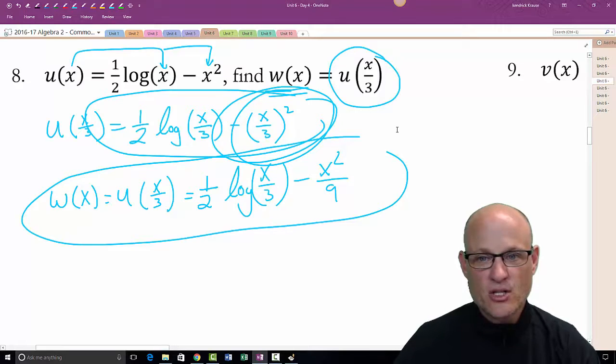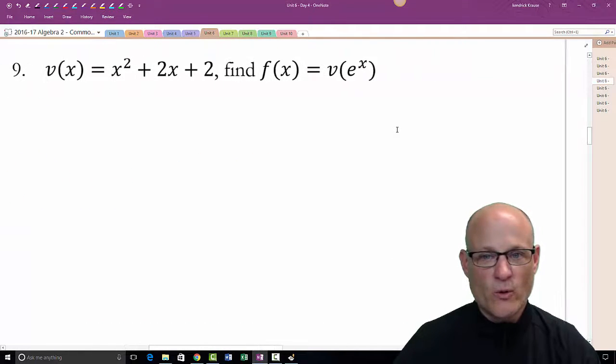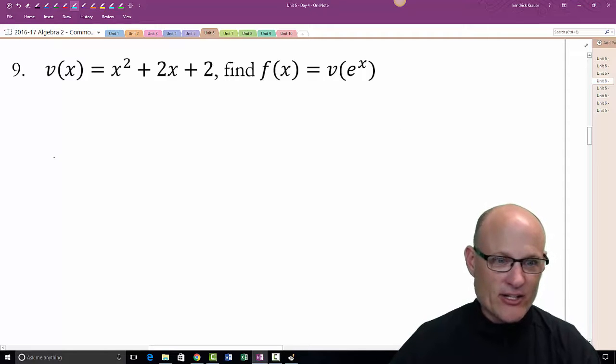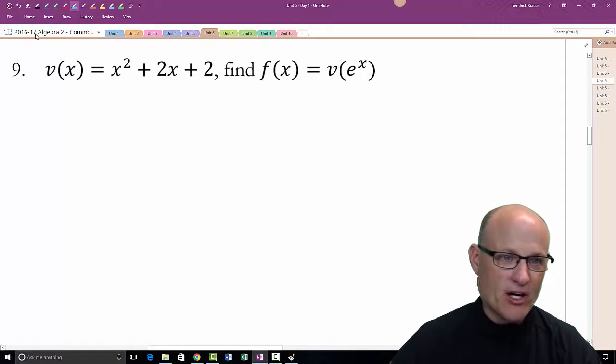Moving on. Moving on. Oh, no, Mr. Krause, that looks crazy. I don't know if I can do it. All right, here we go. I'm going to do it in a green color. That's how easy it is.